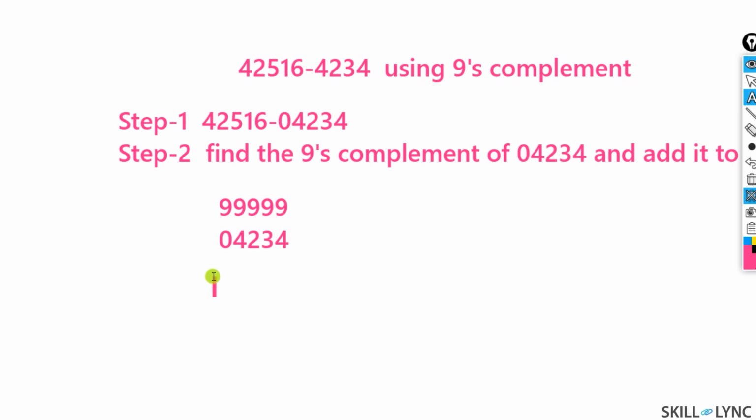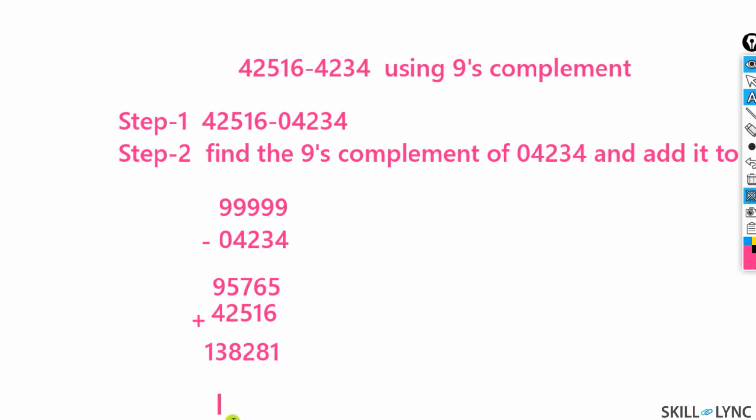Let us see what we are getting. It is just simple subtraction as we do in maths. It is 95765. Now see whether the carry is there or not. Before finding out the carry, you have to add this number to 42516. When you add these two numbers, with simple addition, it becomes 138281.